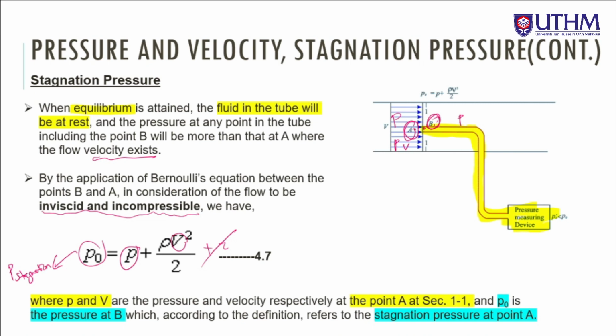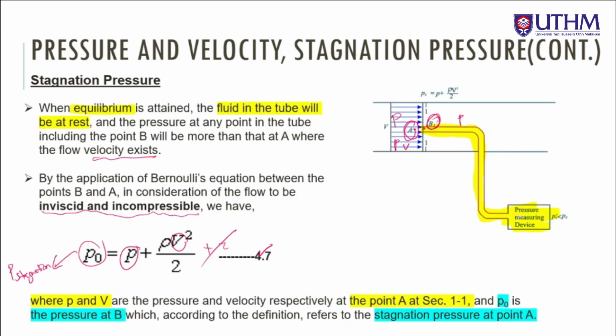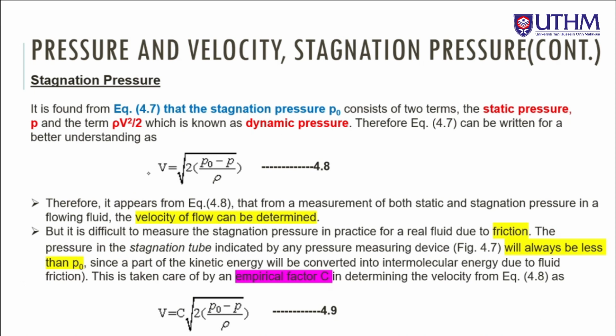Okay, alright, so it is found from this equation 4.7 ni that the stagnation pressure P naught consists of two terms, which is the static pressure and the dynamic pressure kan. Saya tulis balik lah, P naught equals to P plus rho V squared over 2, in which this term is also known as the static pressure. This part is the dynamic pressure.